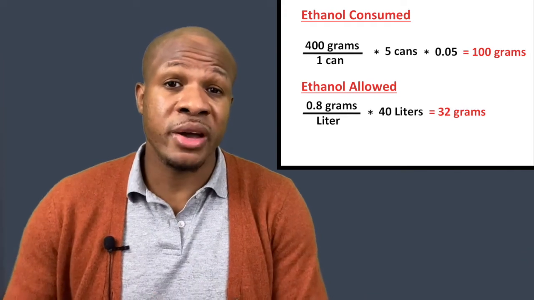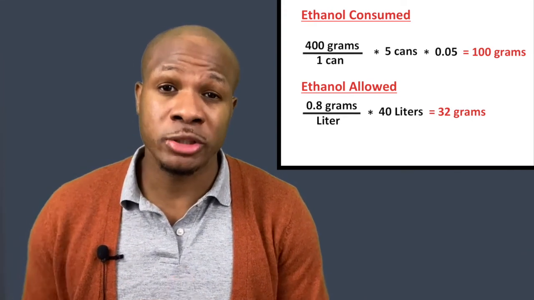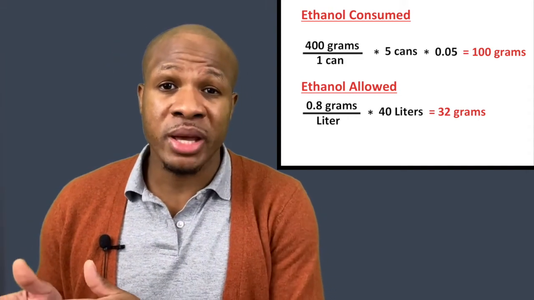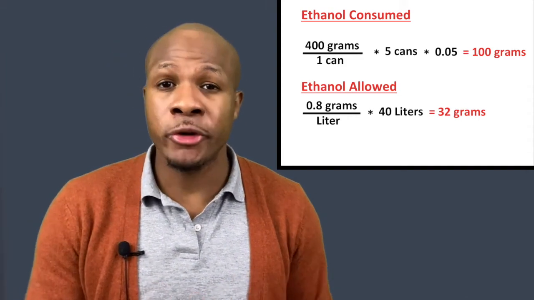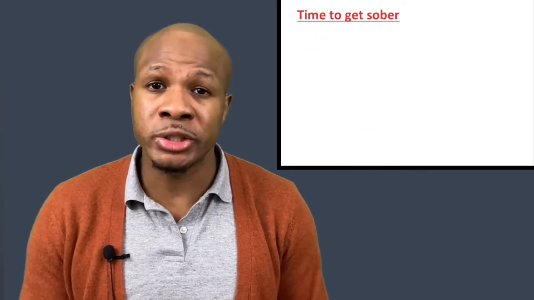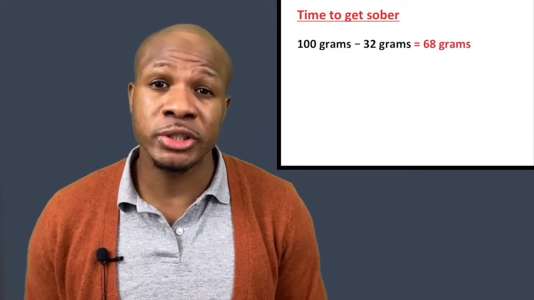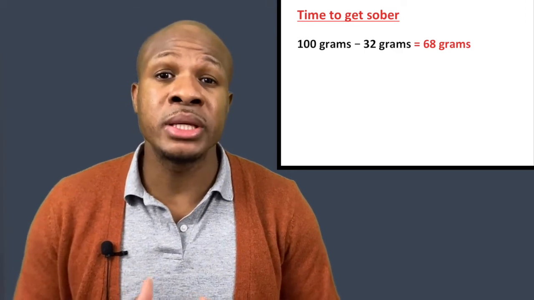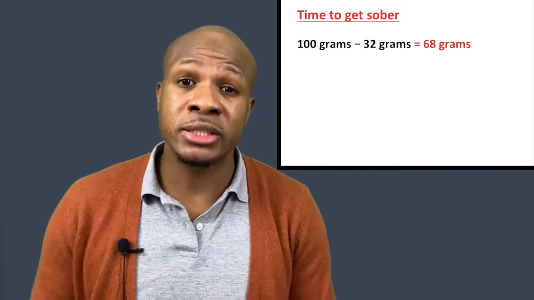However, drinking those 5 cans of beer led to him having 100 grams in his bloodstream. And now the question is, how long would it take to go from having 100 grams to having 32 grams in the bloodstream? We need to eliminate 100 minus 32 grams. And 100 minus 32 is equal to 68. 68 grams of ethanol need to be eliminated for him to get to the legal limit.